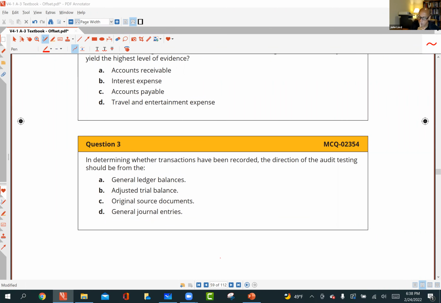Okay, that's okay, but you've got to get good at that. They did not call out the assertion, but that's what they were testing you on here, right? They were testing, do you know how to audit the completeness assertion? And if that's the case, we're going to start from what? The source document.